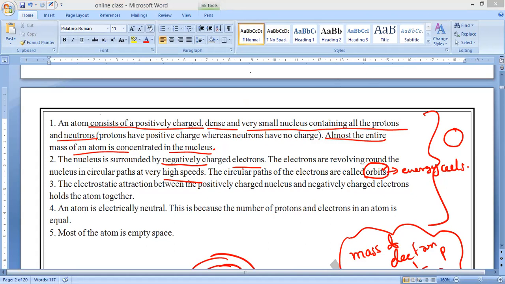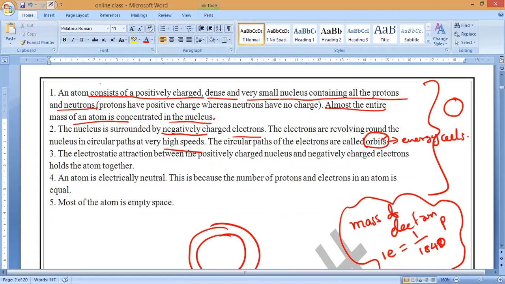Yes. So now, if you notice, next one: the electrostatic attraction. As we know, atoms are stable in nature. But this is not the explanation given by Rutherford. We will study the drawbacks of Rutherford a little later.